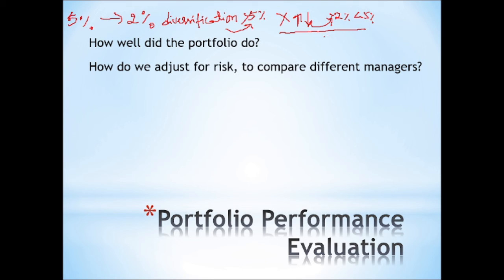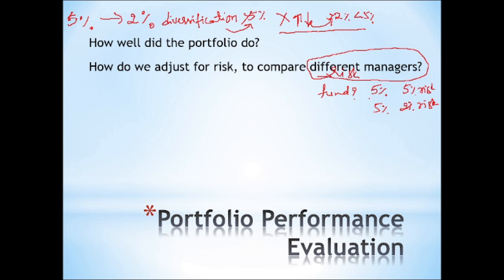Now, how do we adjust for risk to compare different managers? If it is a fund manager, definitely you have to compare the different fund managers, or else different funds. Funds means, especially this word we use in a mutual fund. So if you consider this in a general term, then you have to say what is the risk you are taking towards this fund. See, for example, if you want to get 5% return, then you need to bear 5% risk. If you want 5% return and you only have to bear 2% risk, definitely you would like to choose this kind of investment.